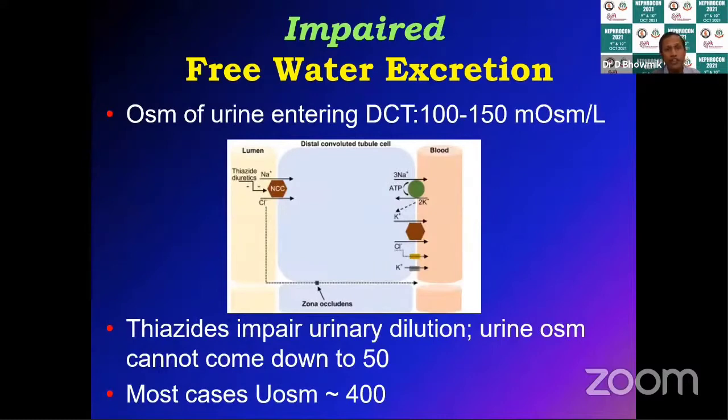You see, the osmolality of urine entering the distal convoluted tubule is fixed. It is always around 100 to 150 milliosmoles per liter, irrespective of the ultimate urine osmolality. Ultimate urine osmolality is very variable. It can be as low as 50, going up to even 1400. But the urine which enters the DCT is just 100. And the thiazides block the sodium chloride co-transporter. So they block the reabsorption of sodium in the distal convoluted tubule, and thus they impair urinary dilution. The urinary osmolality cannot come down to 50 anymore. It remains high. In fact, because of subsequent mechanisms, most cases usually have osmolalities of 400 to 600.